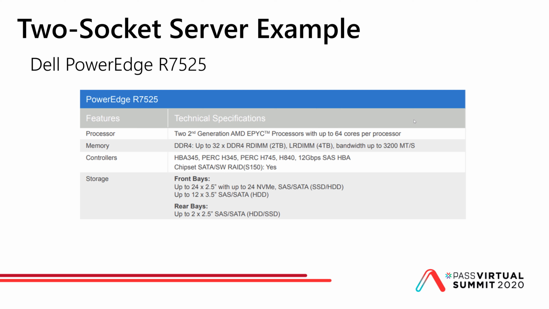So here's an example of a 2-socket Dell PowerEdge R7525. And in this case, it's got 2 second-generation AMD EPYC processors that it can support, and each one can have up to 64 physical cores. And then you can see how much memory it can support, 4 terabytes. You can have a lot of drive bays in that particular model server. So that's sort of the top of the line for a 2-socket server.